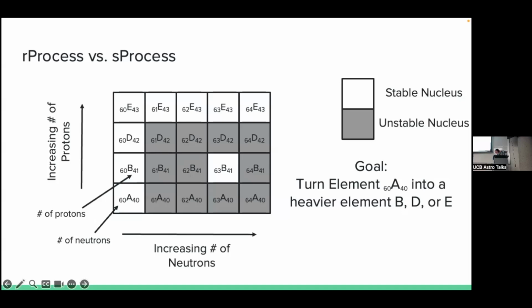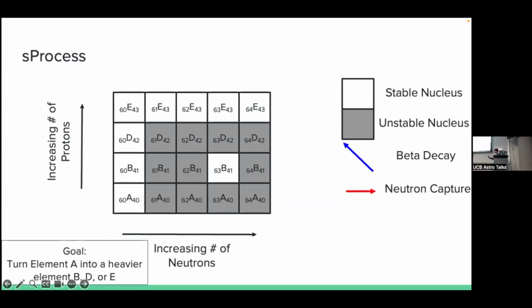So if we want to turn this element into something heavier, we have our two options, S process and R process. If we undergo S process, like I said, it's just a very slow trickle. So first, we add our neutron, it moves to the right, because it increases in neutrons, so we go from 60 to 61, so we move right here. That is an unstable element, it beta decays, it loses a neutron, so it moves to the left on this graph, but it also gains a proton, so it moves up. So it effectively moves up and to the left.